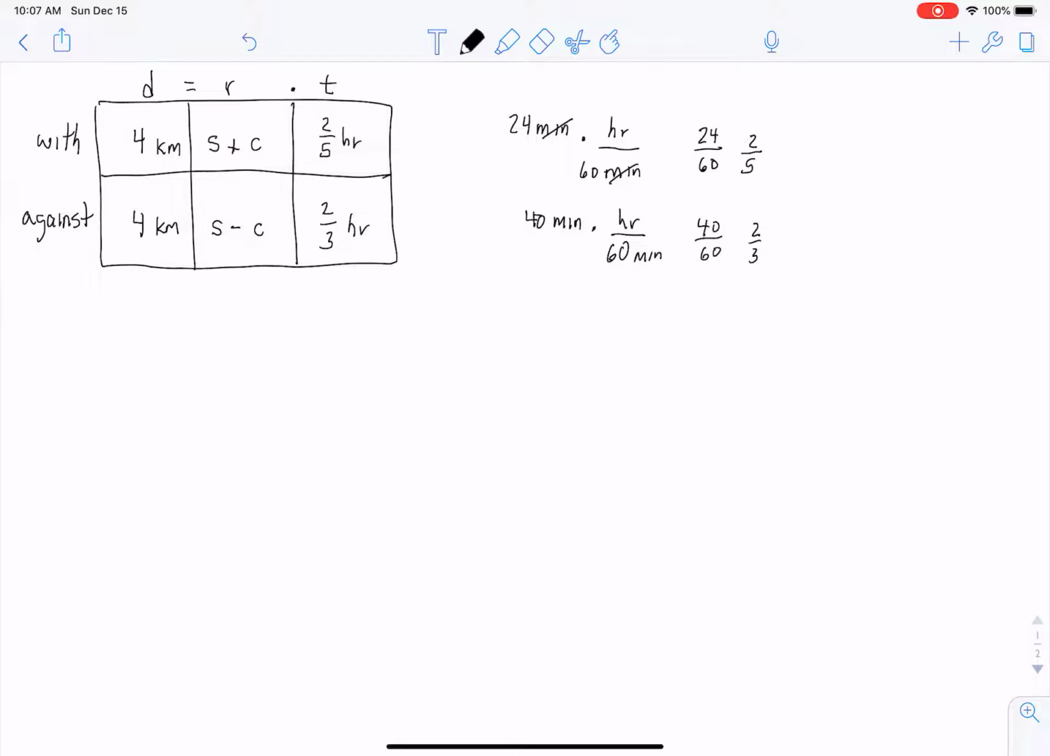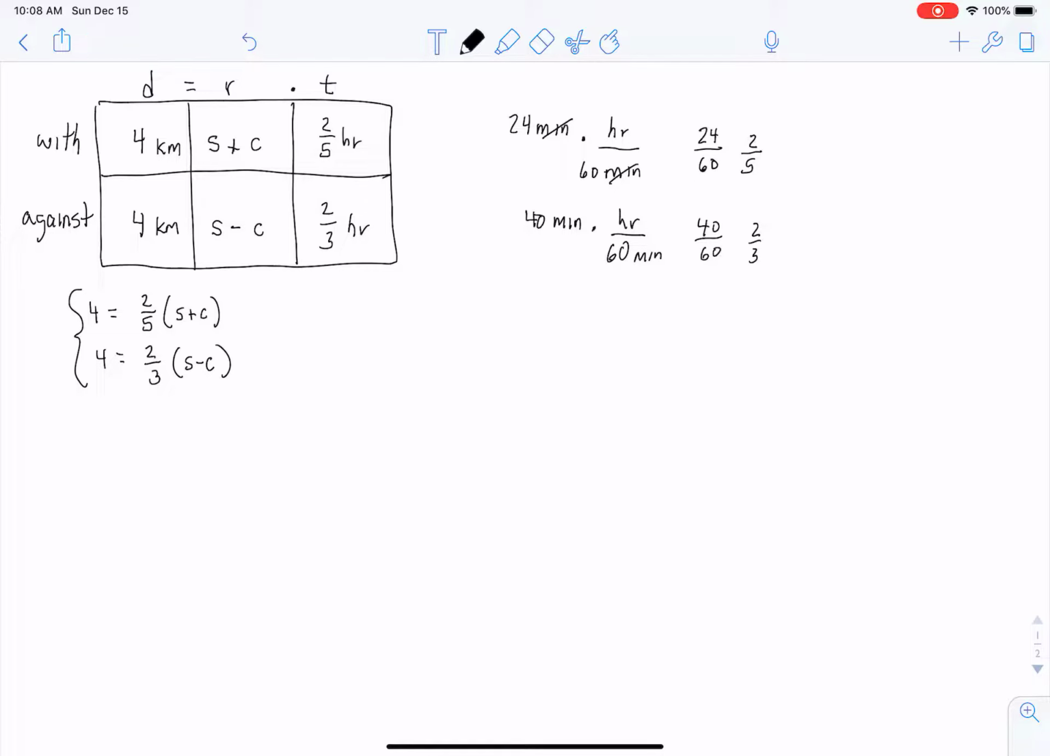And now the two equations, you just read right across. So you have 4 equals, I'm just going to change the order. I'm going to put the 2/5 first because it looks more mathematical, times S plus C. And then we have 4 equals 2/3 times S minus C. And there's our system.